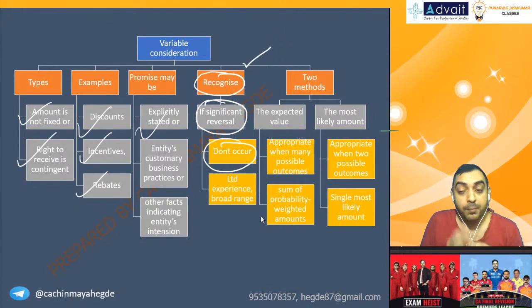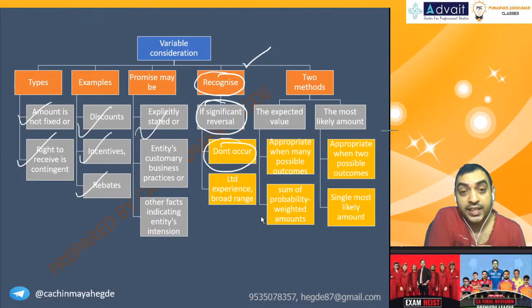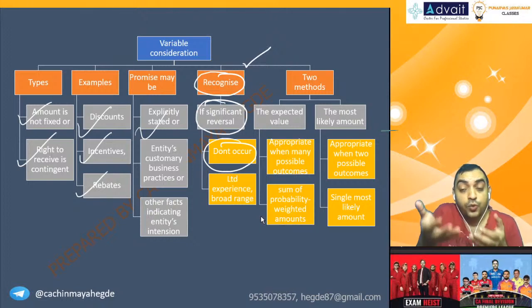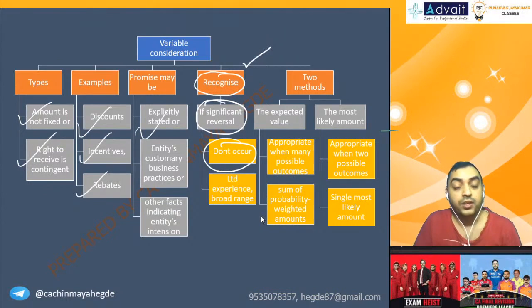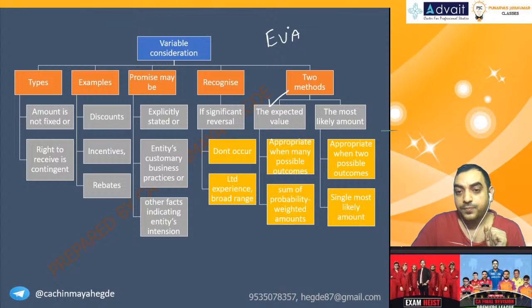But if the chances of fulfillment are less, because of its nature or because of your experience in the past, which means whatever you have recognized now, the chances of reversal are there. Prudence principle, don't recognize now itself. There are two methods if you want to recognize: Expected value method, EVA, expected value amount, or EVM, and most likely amount, MLA.